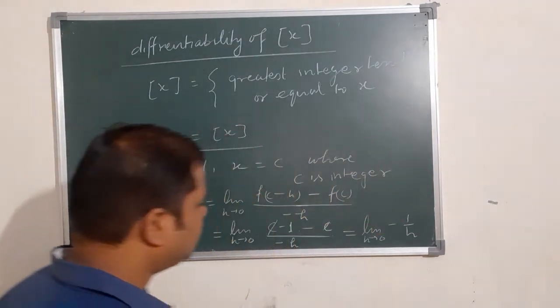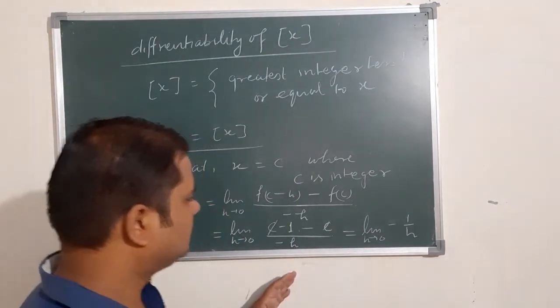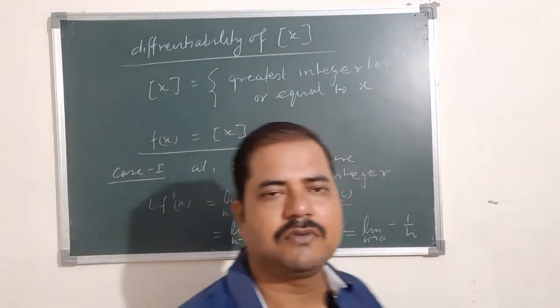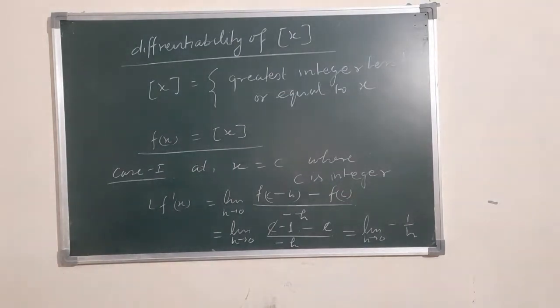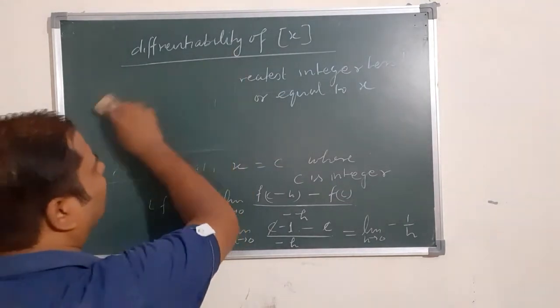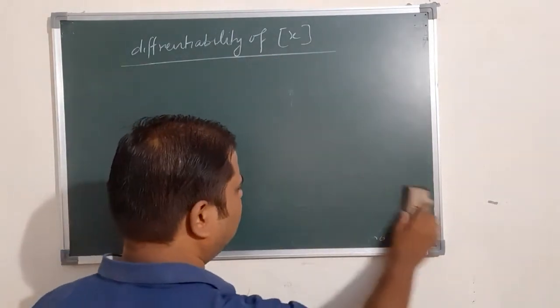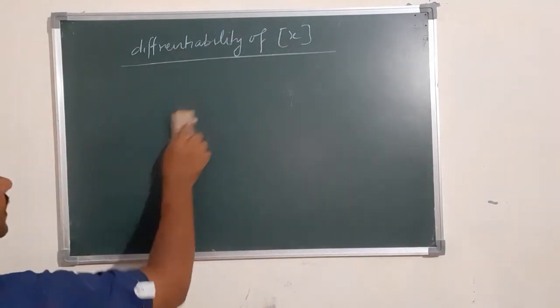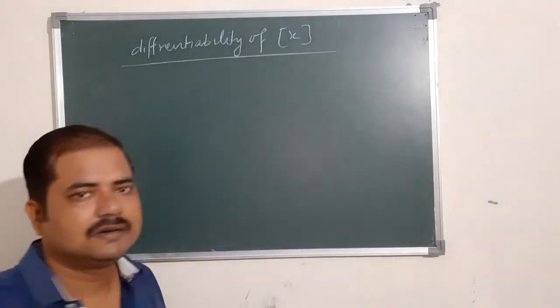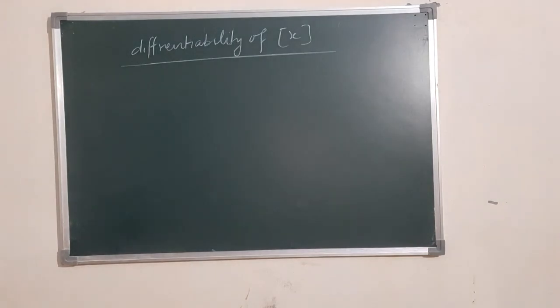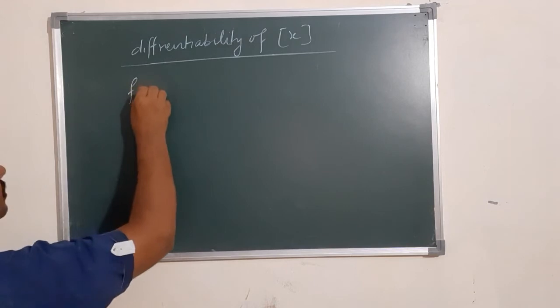But if you consider a non-integral point, then it should be differentiable. Why? Because the limit does exist and is equal for the left-hand and right-hand derivative. So the bracket function is not differentiable at an integral point, but it is differentiable at a non-integral point.